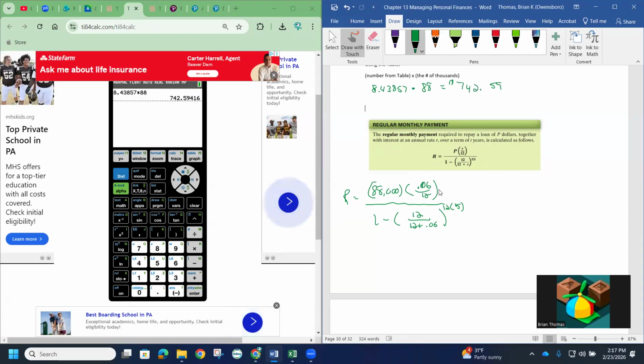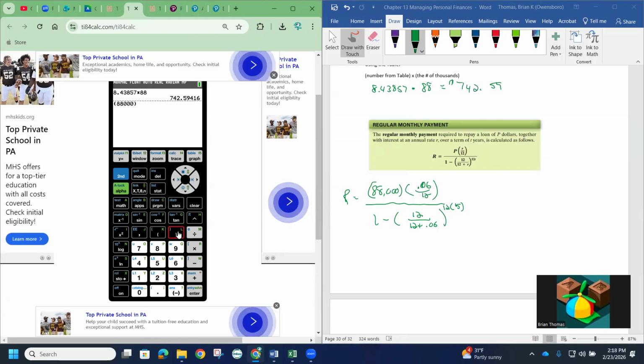I'm going to do this in two parts. I'm going to do the top to start with. In parentheses, I've got 88,000. No commas necessary, just 88,000. And then in parentheses, we have 0.06 divided by 12, and then close parenthesis. That gives me the numerator of 440.